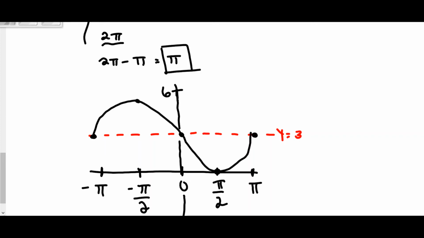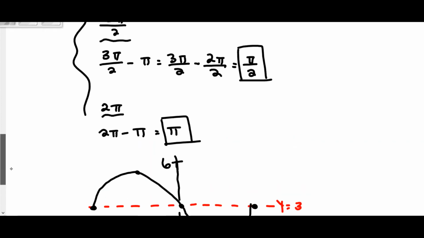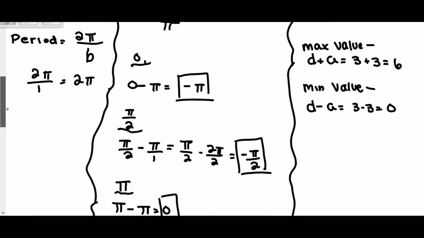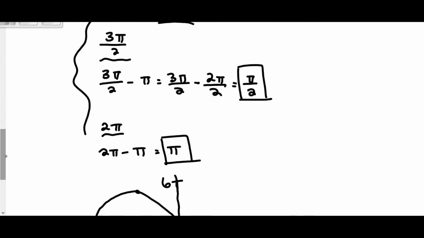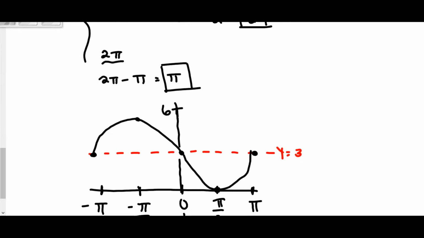Let's just double check. The frequency between negative pi and pi should be 1. Well, that's one full sine curve. And our amplitude should be 3. So from our midline up should be a distance of 3. Well, from 3 to 6, it's 3. And from 3 to 0, it's 3. So that's what a sketch of that would look like with a phase shift.